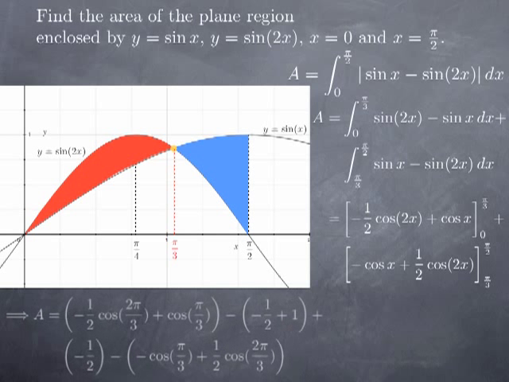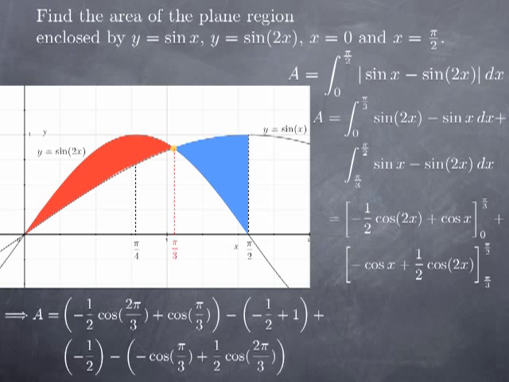Plugging things in, we obtain something like that. So when we plug pi over 3 in the first function, I get this negative 1/2 cosine 2 pi over 3 plus cosine pi over 3. When we plug 0, since cosine 0 is 1, we obtain negative 1/2 plus 1. Of course, we're going to take the difference. And then for the second function, when we plug in pi over 2, I get 0 for the cosine, and I get 1/2 cosine of pi, that's negative 1. So I get negative 1/2. Then I subtract the value at pi over 3, which is negative cosine pi over 3 plus 1/2 cosine 2 pi over 3.